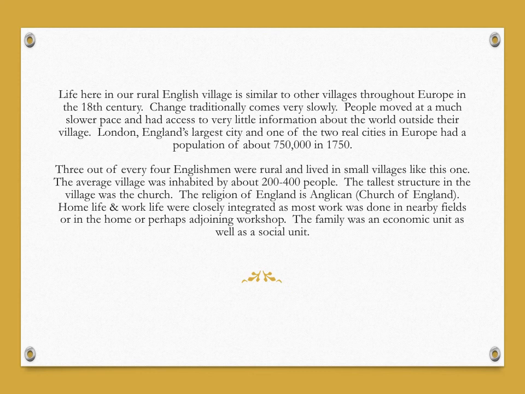London, England's largest city, was one of the 2 real cities in Europe that had a population of about 750,000 in 1750. 3 out of every 4 Englishmen were rural and lived in small villages like the one you've just drawn. The average village was inhabited by about 200 to 400 people. The tallest structure in the village was the church. The religion of England, remember, is Anglican, Church of England, Protestant.